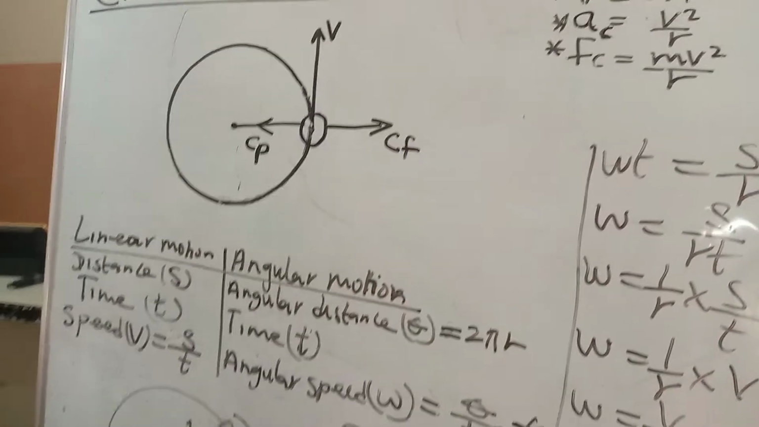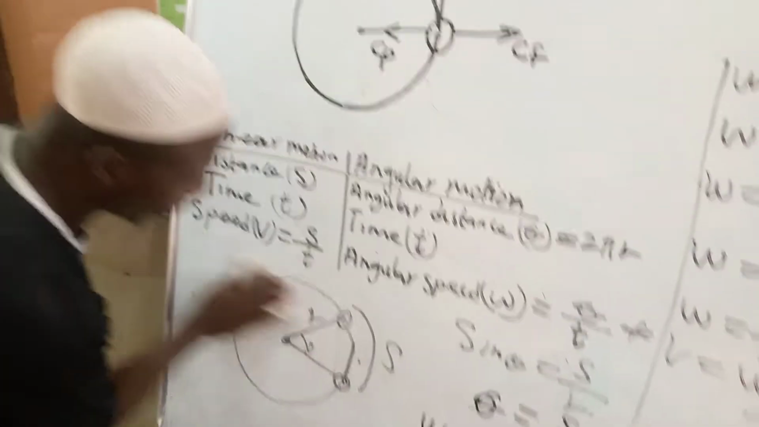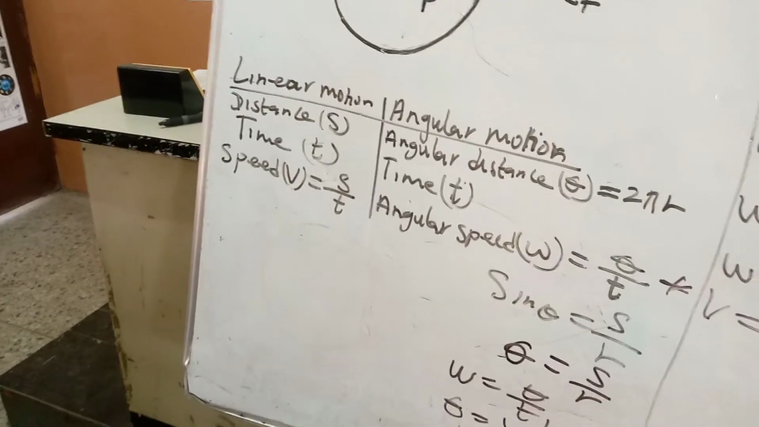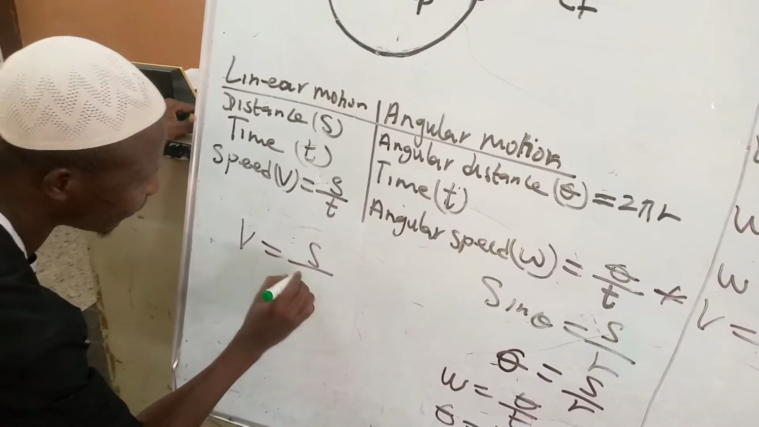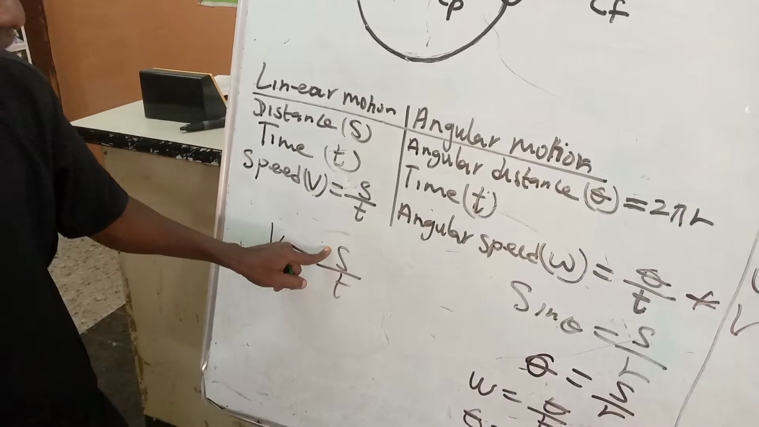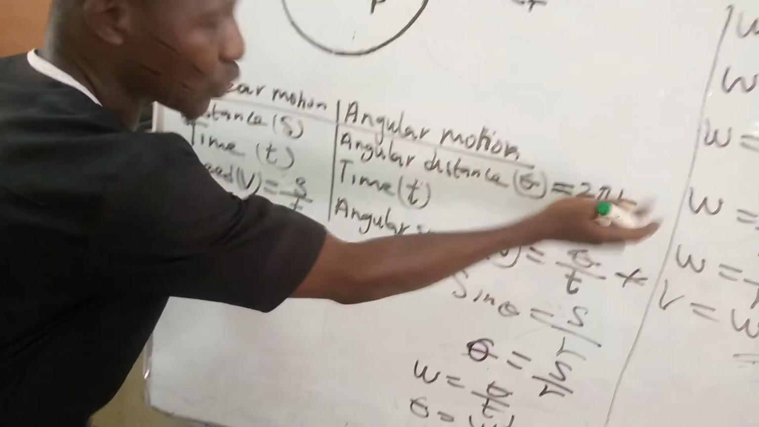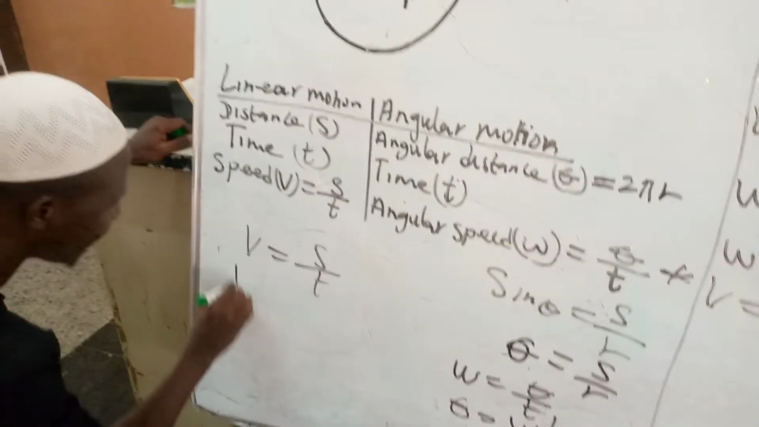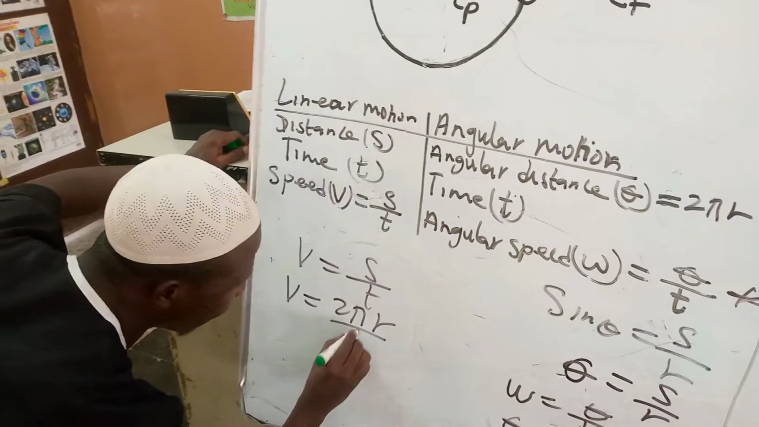Let me tell you, we still have another method of deriving that formula. Now let's start from this one. Very simple, this one is straightforward. We have v is equal to x over t. Then our x in the case of a circle is 2 pi r. Let's replace x with 2 pi r. Therefore, v is equal to 2 pi r over t.